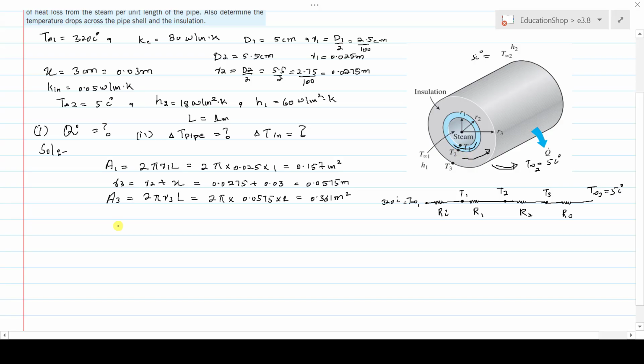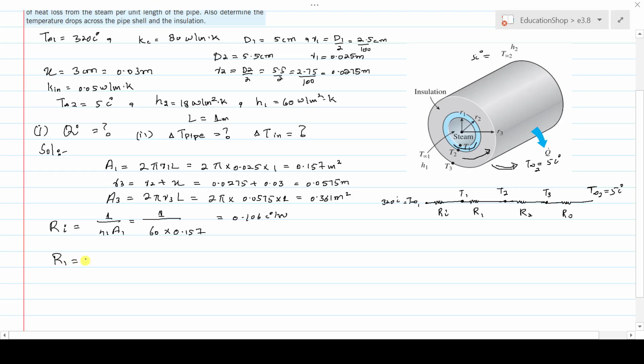To find the individual value of each resistance offered to the heat transfer, first is the Ri value, which is equal to 1 divided by H1 A1, where A1 is the surface area inside of the pipe. H1 is 60 watt per meter square Kelvin. Just write the values: the surface area inside of the pipe is 0.157. Simply multiply, and you will get Ri as 0.106 centigrade per watt. Next is to find the resistance R1 that is offered by this pipe made of cast iron.